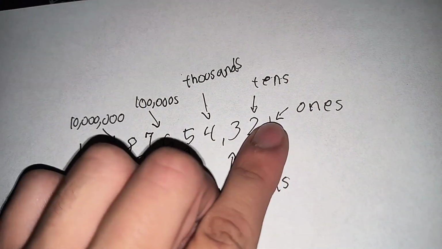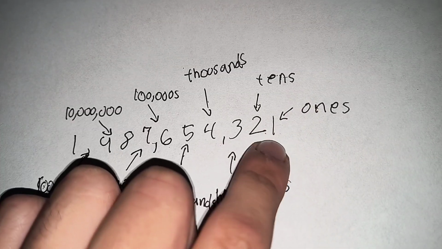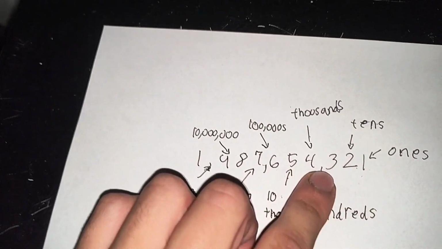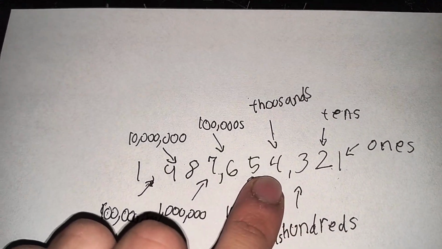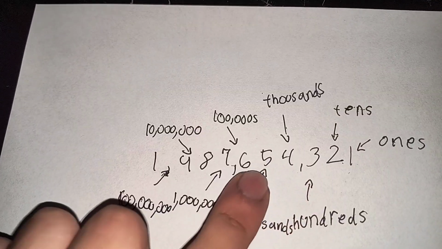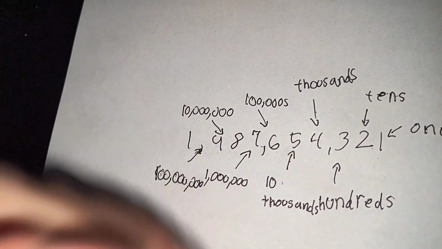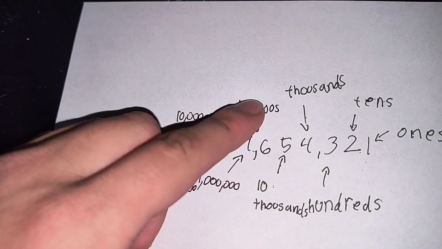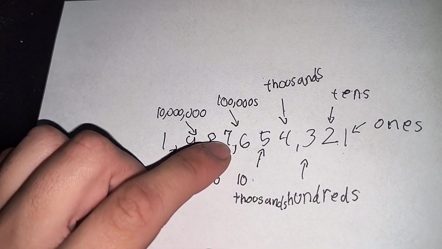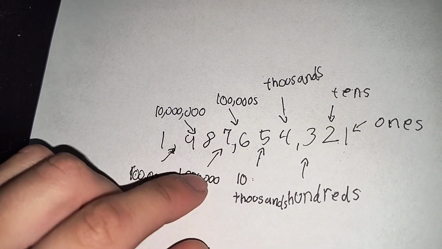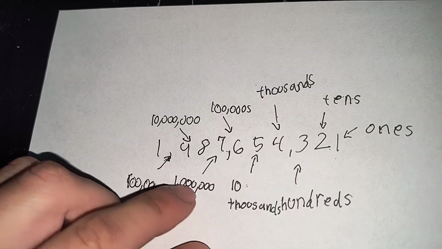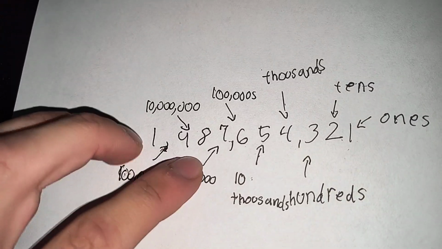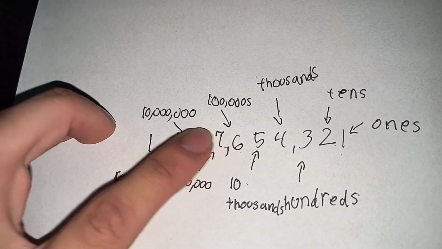So, ones place, because it's made up of a certain number of ones. Tens, because it's made up of a certain number of 10s. Hundreds, because it's made up of a certain number of 100s. Thousands, because it's made up of a certain number of 1,000s. 10,000, because it's made up of a certain number of 10,000s. 100,000, because it's made up of a certain number of 100,000s. 1 million, because it's made up of a certain number of millions. Like in this case, 7 millions. It has 7 1 millions. 10 million, because it's made up of a certain number of 10 millions. In this case, it has 8 10 millions.